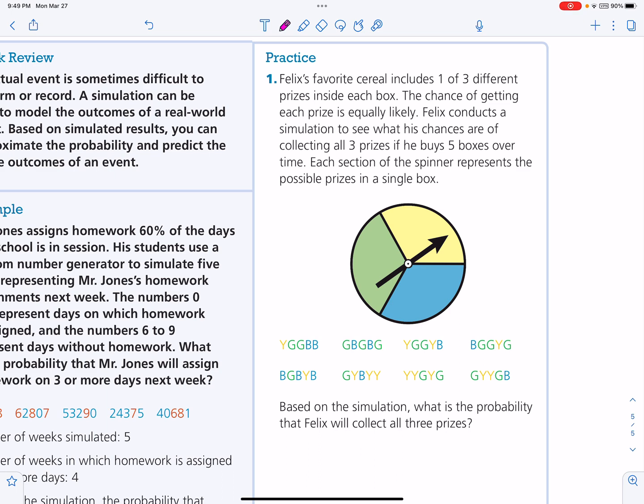His favorite cereals include one of 3 prizes inside each box. The chance of getting each prize is equally likely. Felix conducts a simulation to see what his chances are of collecting all 3 prizes if he buys 5 boxes over time. Each section represents a possible prize. Okay, so these are called simulations, remember, because we're not actually pulling out of a box to do experimental probability. We're using a spinner or dice or a coin or something like that to simulate it.